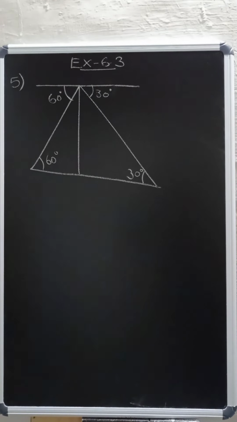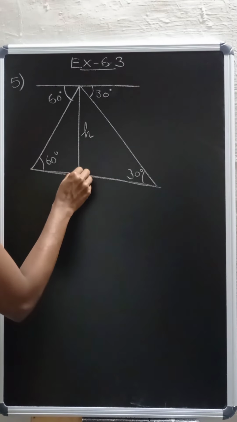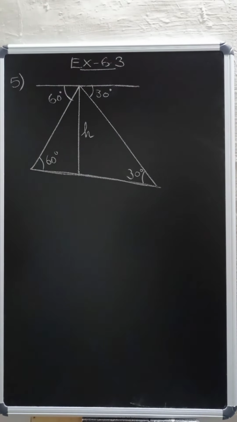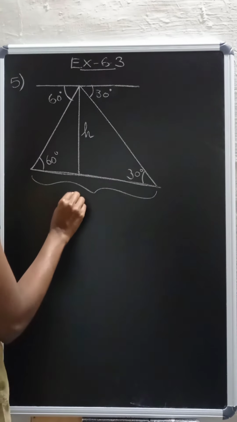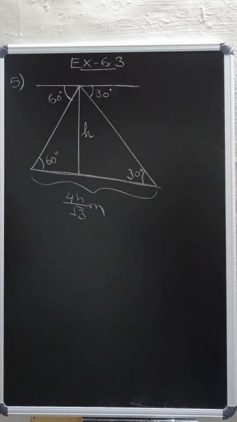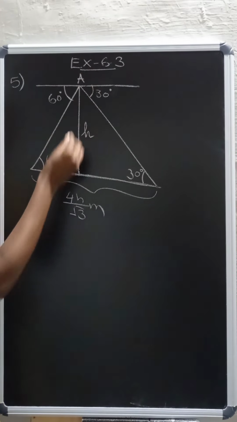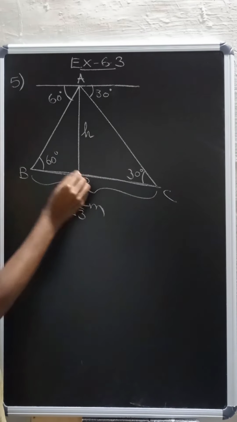If the height of the lighthouse is h meters and the line joining the ships passes through the foot of the lighthouse, show that the distance between the ships is 4h by root 3 meters. First we will name this A, B, C and this point as O.